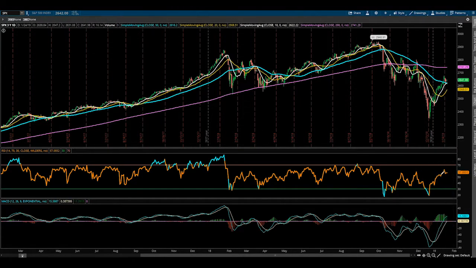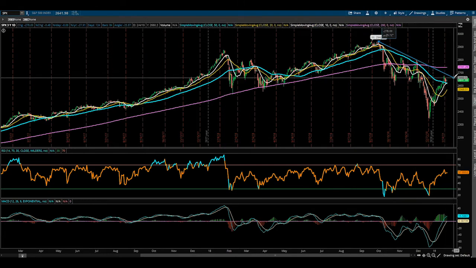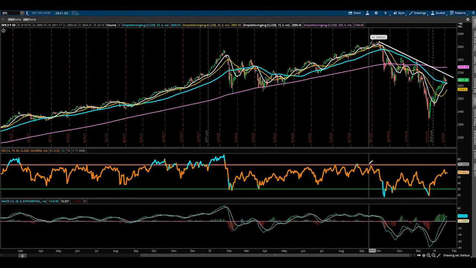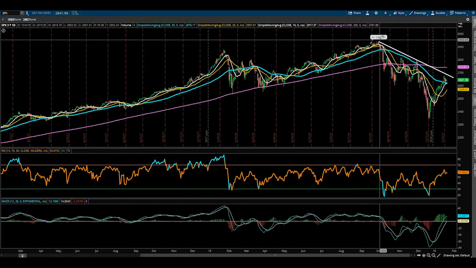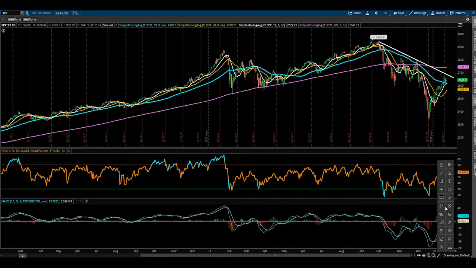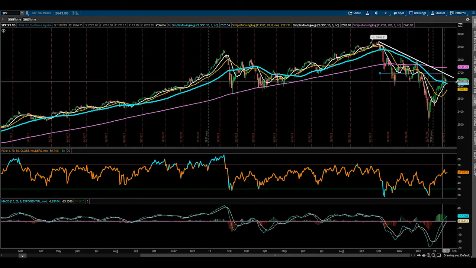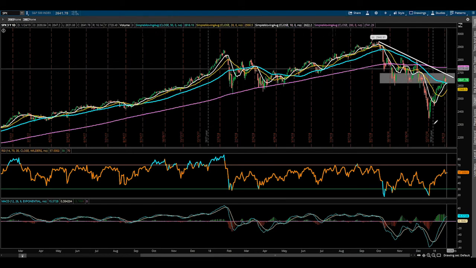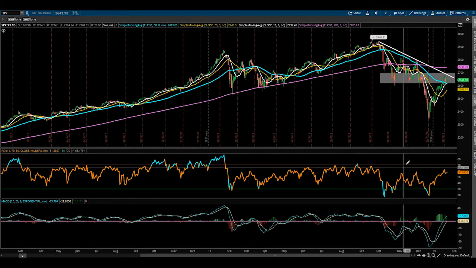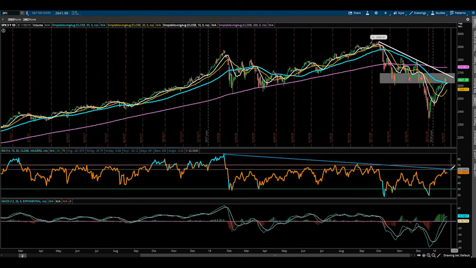Let's put a couple of lines on the daily chart first. Here is our major downtrend line that has been in place since October. Again, we have the price action zone that we have been trading in for the last week, and that 200-day moving average is right there. So an important zone certainly to pay attention to.